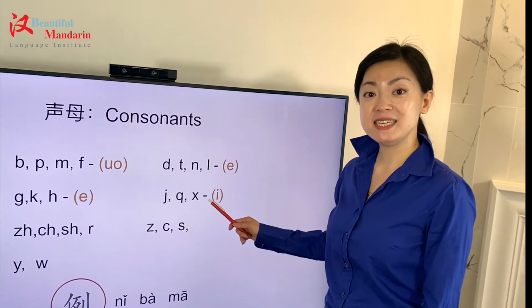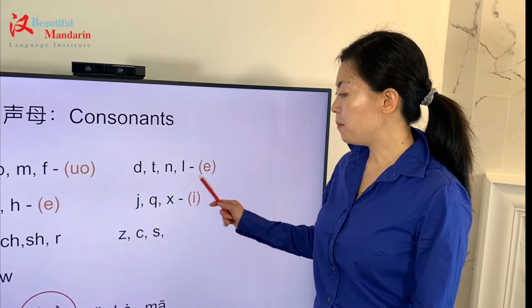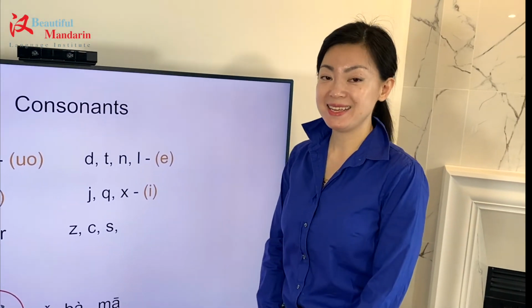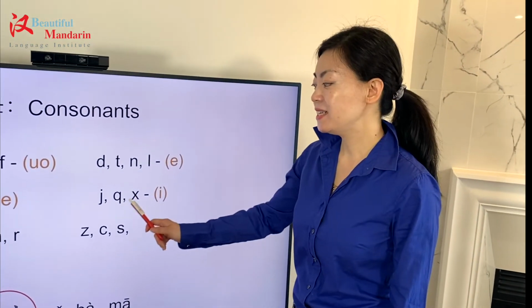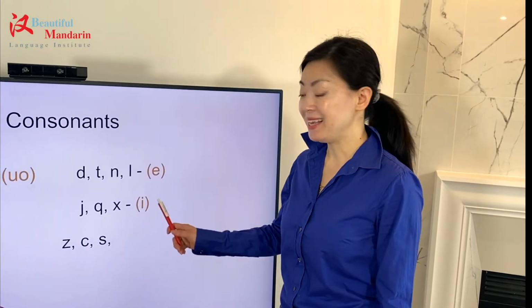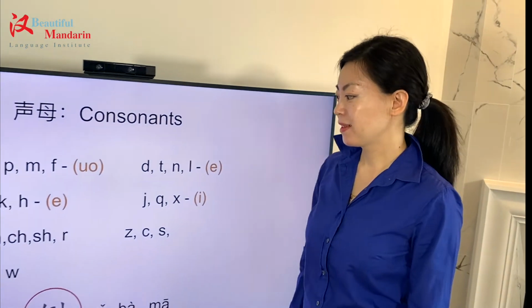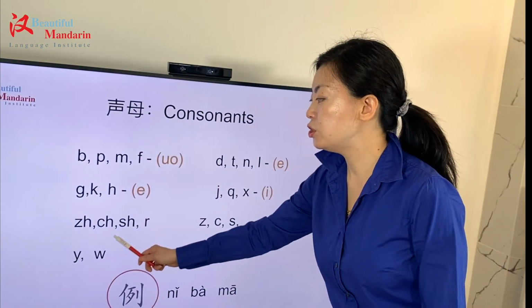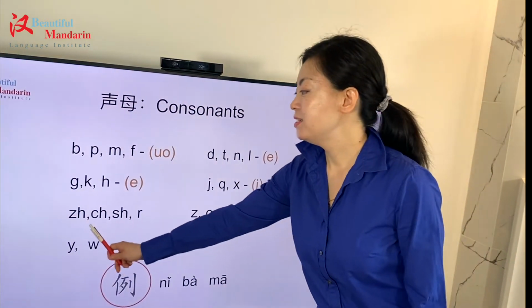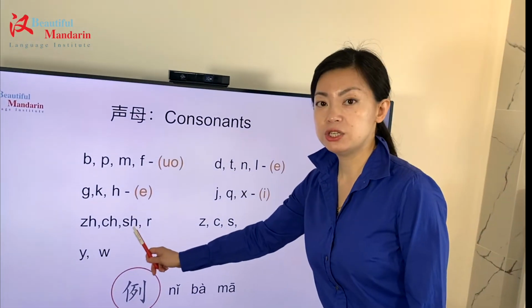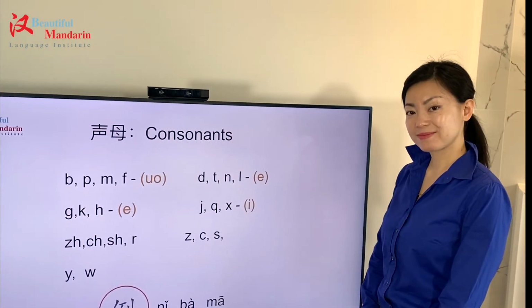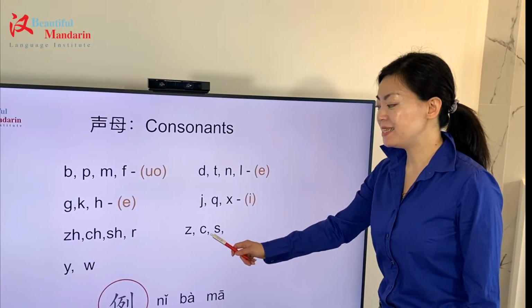Ji qi xi. Remember this letter? We read it as yi. So ji qi xi. They sound like something. Zhi chi shi ri. Zhi chi shi ri. Z c s.